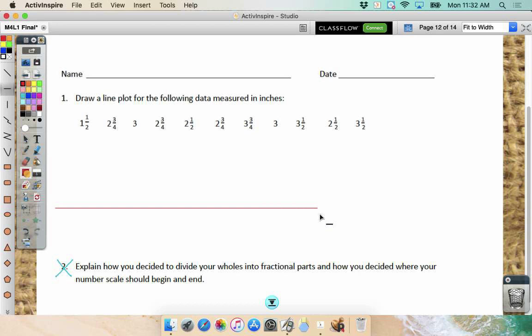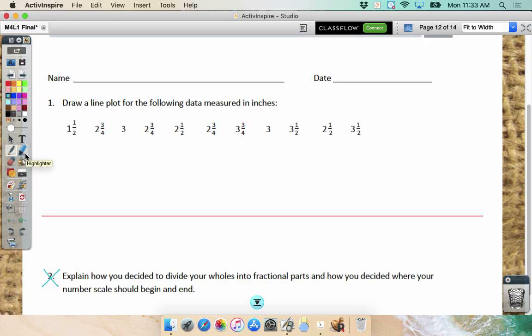When you make your line plot, make sure you leave enough room below it to write your whole numbers. I've got 1, 2, 3, 4, 5, 6, 7, 8, 9, 10. I've got 11 numbers, so I want to jot that down somewhere. Now when I make this line plot, I only have to show halves and fourths. That's nice, isn't it?